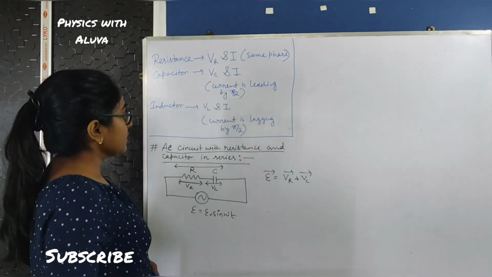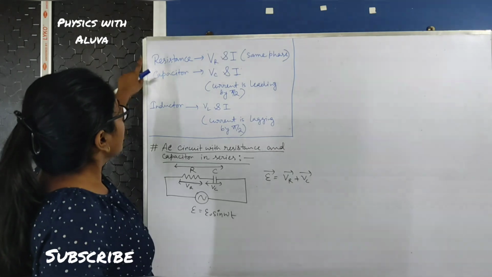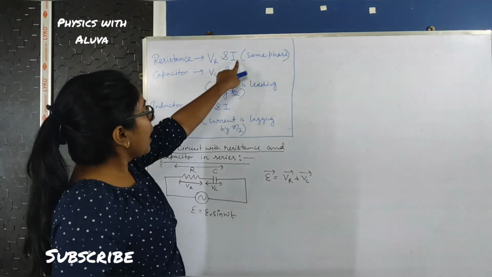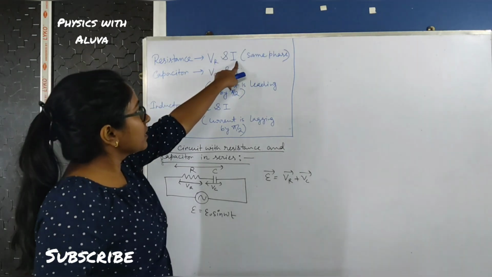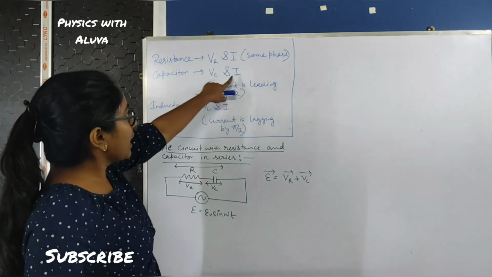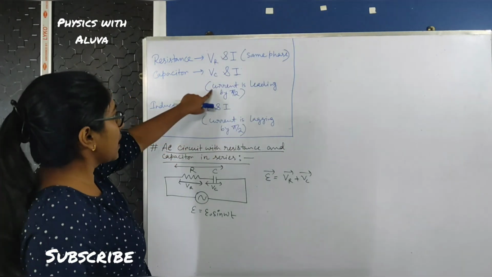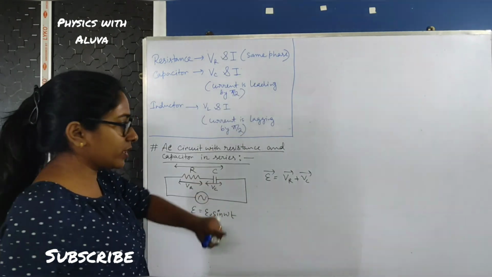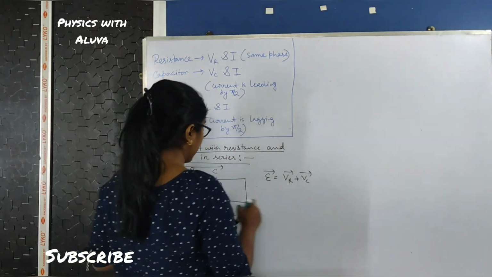Okay. From here we can see VR and I, the voltage across the resistance and the current, always remain in the same phase. The voltage across the capacitor and current are not in the same phase. Current is leading by pi by 2. Okay. Now we will draw the phasor diagram for our circuit.